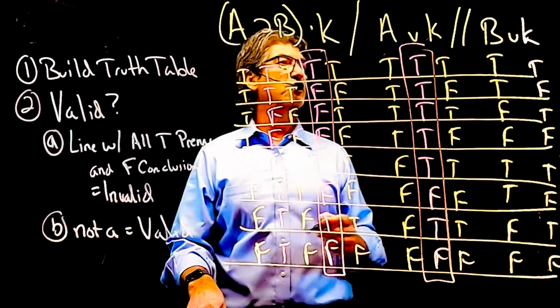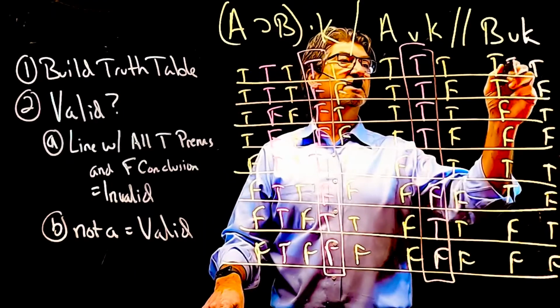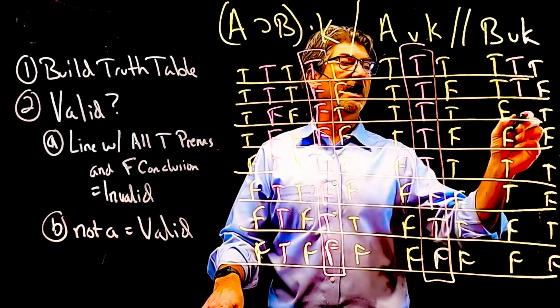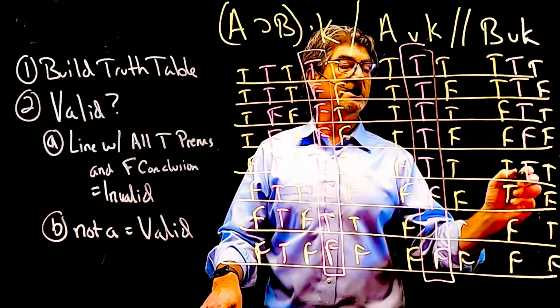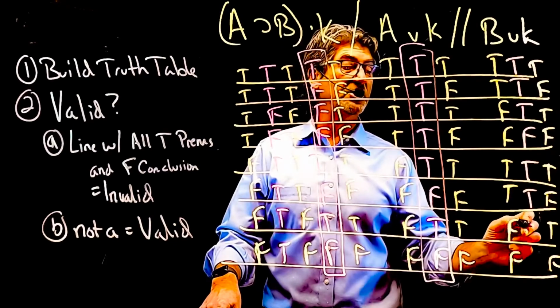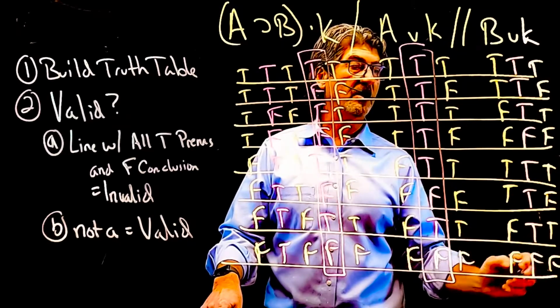Now, the conclusion. T wedge anything is T. T wedge anything is T. F wedge T is T. F wedge F is F. T wedge anything is T. T wedge anything is T. F wedge T is T. F wedge F is false.